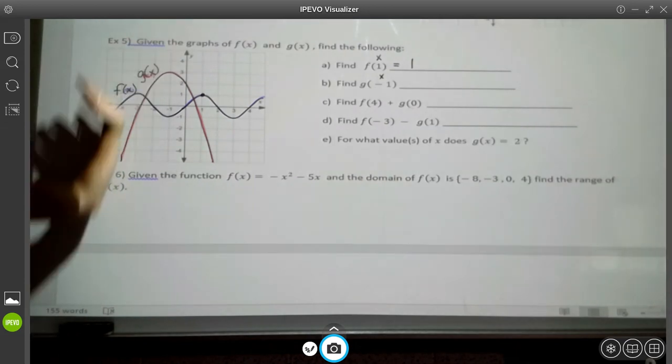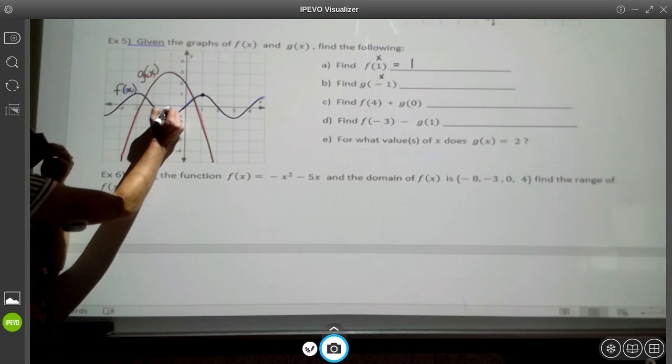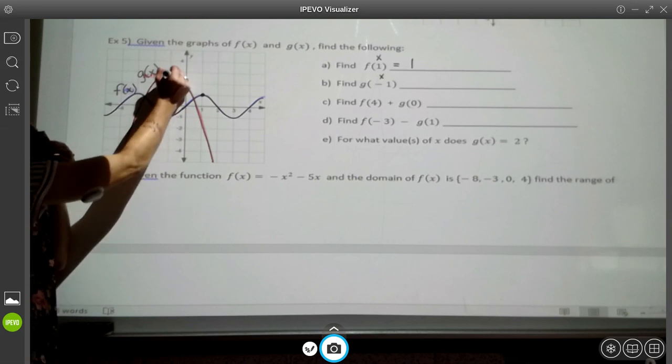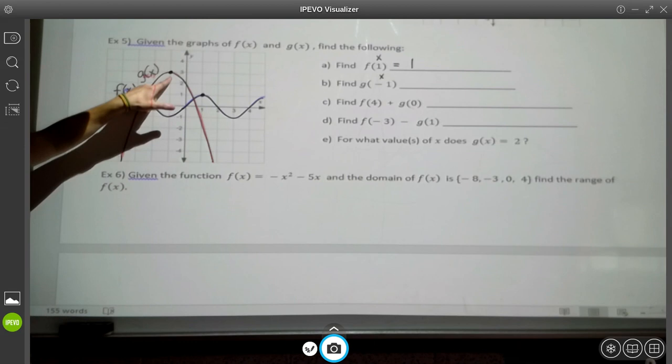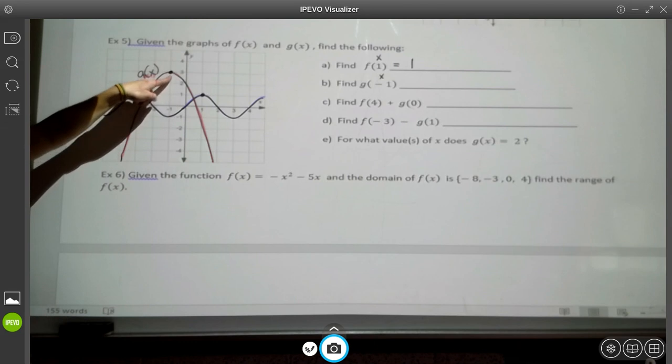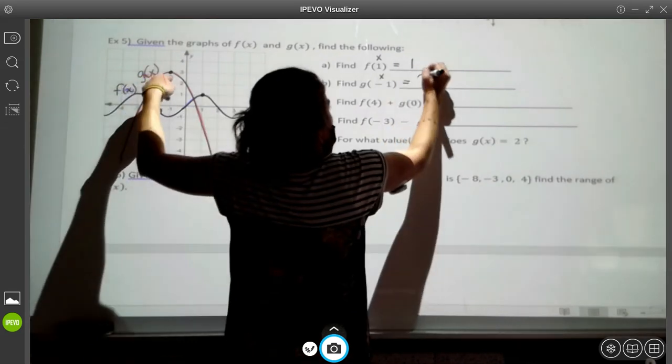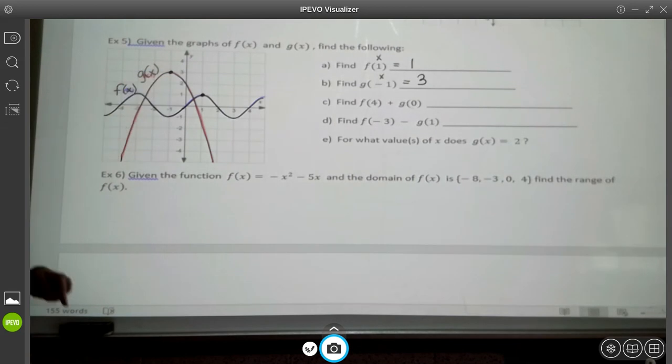So G is the red graph. So now we're looking at G. So when x is -1, what point is on the red graph? It's all the way up there. And what's the y coordinate at that point? 3. So that means G of -1 is 3.